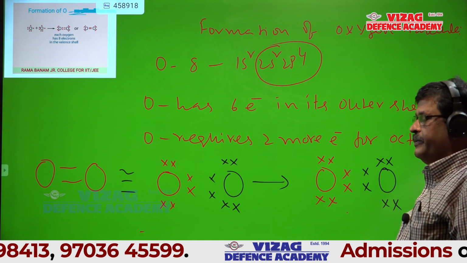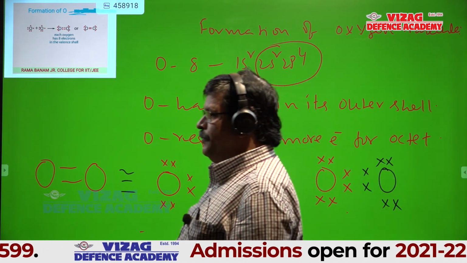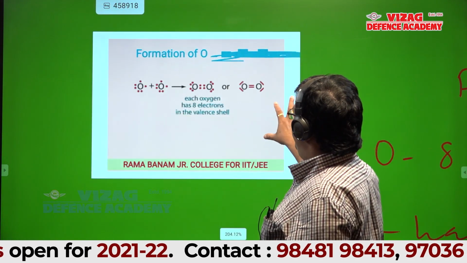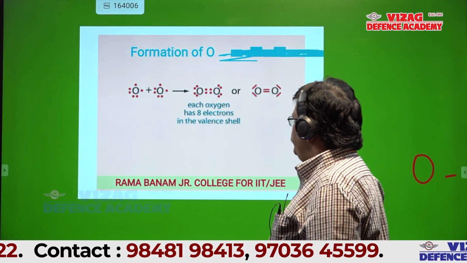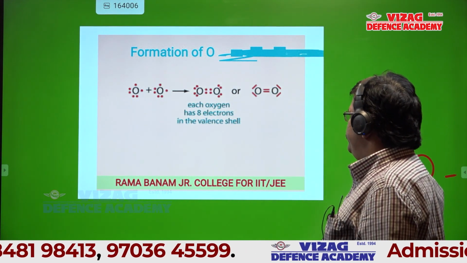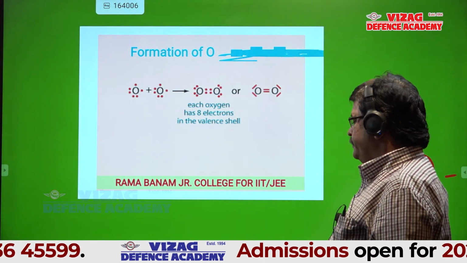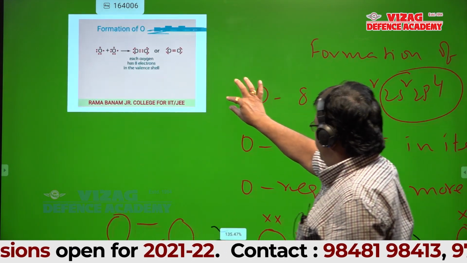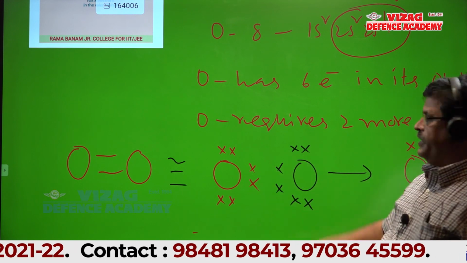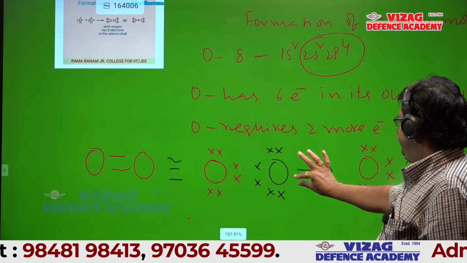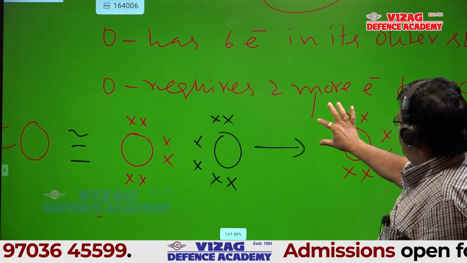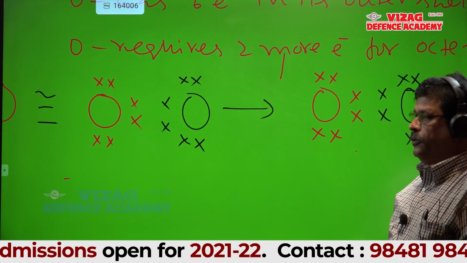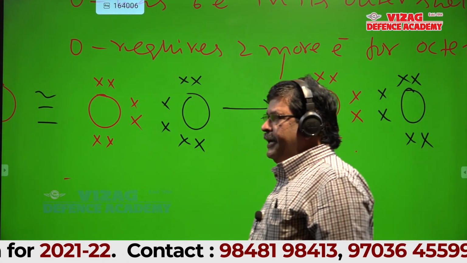Sir, can you show this slide? The white one. Yes, sir. This is the Lewis dot structure of the oxygen molecule. Is it okay?